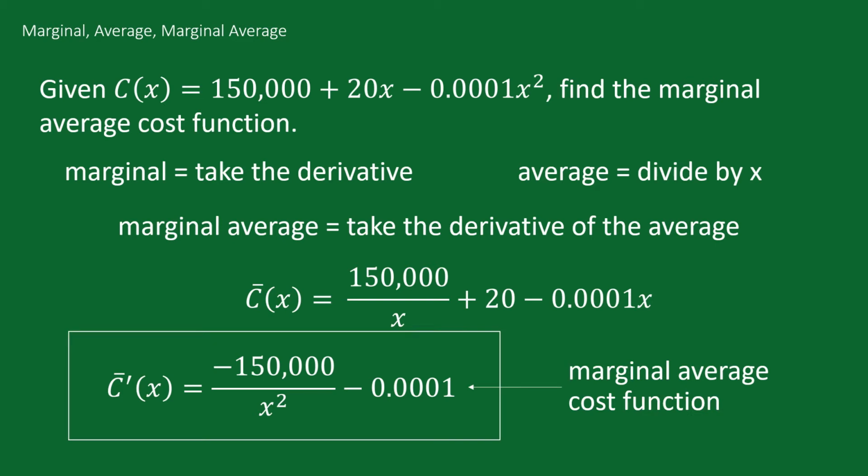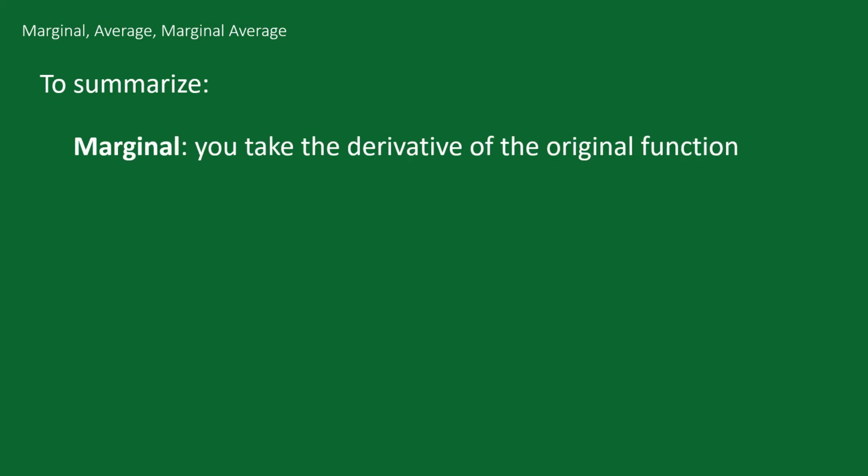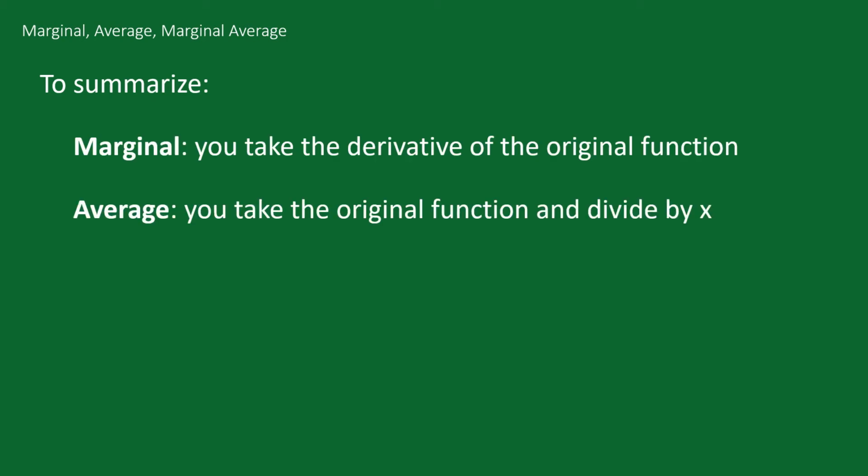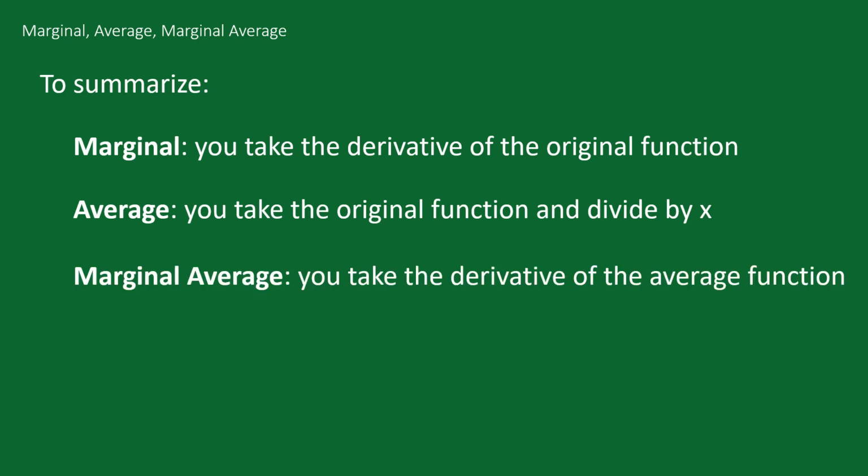And it's a similar process if you're trying to do it for profit or for revenue or whatever. To summarize, marginal, you take the derivative of the original function. Average, you take the original function and divide by x. And marginal average, you take the derivative of the average function. Now, it's important that you take the derivative of the average function and not the average of the derivative, because those are different things. So, marginal average, you take the derivative of the average function.